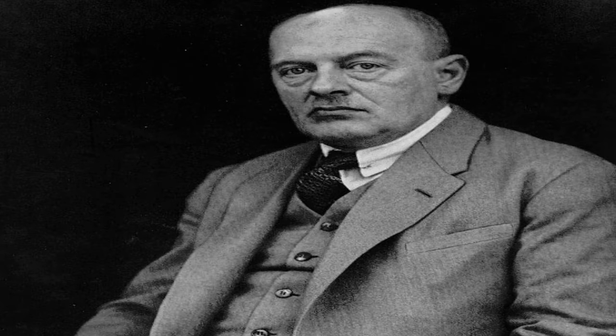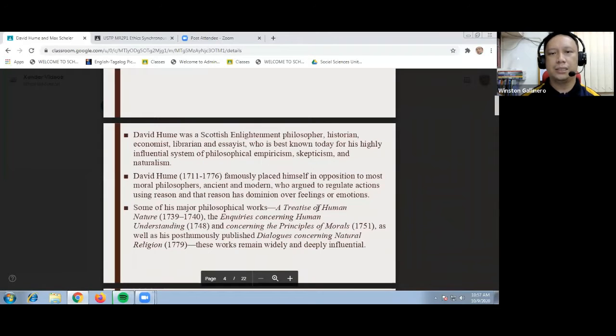Who is David Hume? David Hume was a Scottish Enlightenment philosopher, historian, economist, librarian, and essayist, who is best known today for his highly influential system of philosophical empiricism, skepticism, and naturalism. David Hume famously placed himself in opposition to most moral philosophers, ancient to modern, who argued to regulate actions using reason and that reason has dominion over feelings or emotions.